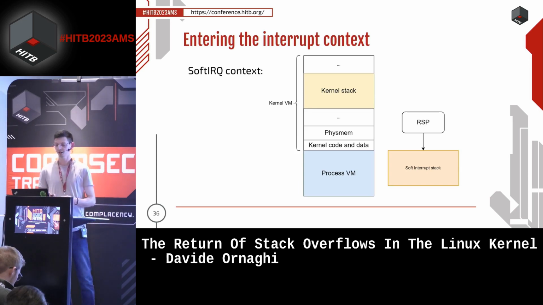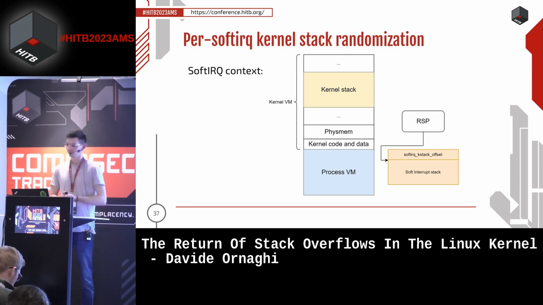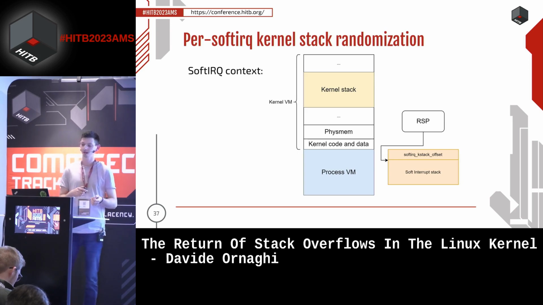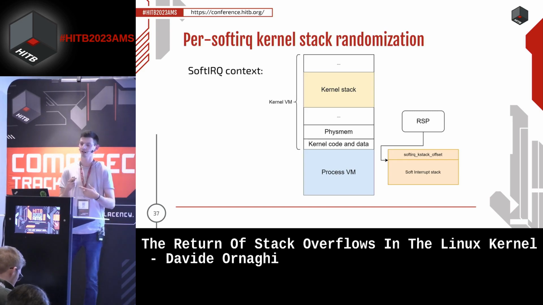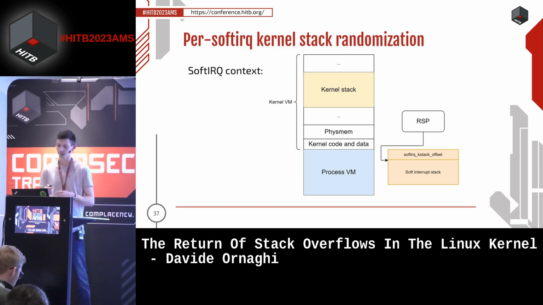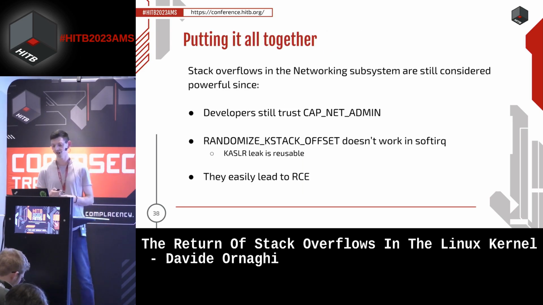And how can we improve this situation? Well, we can, of course, just add another arbitrary offset here, but we cannot reuse the same one that we use for the kernel stack, although that would be the most common solution, because then on the next syscall you will have the same offset, and so a leak in a syscall context might also leak the offset in the soft interrupt stack, which will not work.